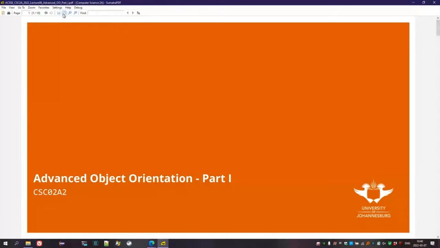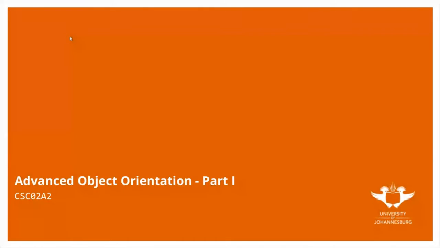Okay, so where we left off last week, we had a look at files and exception handling. And in today's lecture, lecture 6, we're going to look at the first part of advanced object orientation. I've been saying this for a while: we'll do this when we get to advanced OO. Now we're at the point where I can actually show you some of the stuff which I said I will discuss.